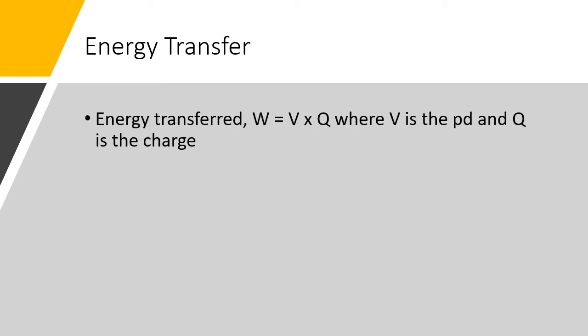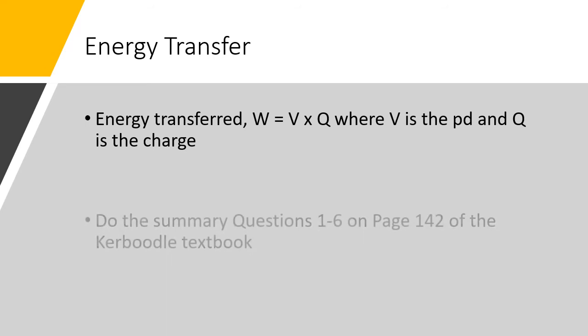Then energy transfer is easy. From the previous equation we saw for potential difference, V equals work done divided by charge, or energy divided by charge, we can see that work done is voltage times charge, or potential difference times charge. Sometimes they will also give you the EMF. In that case, work done or energy transferred is EMF times charge.